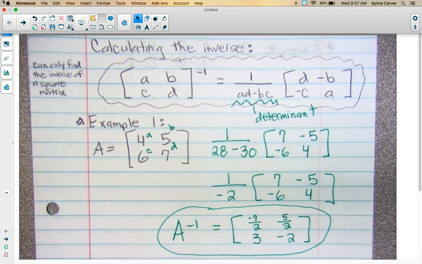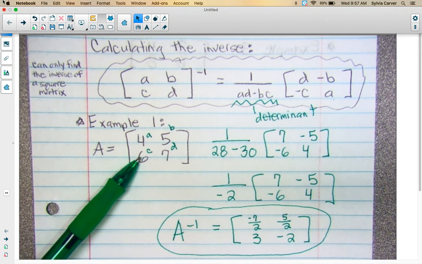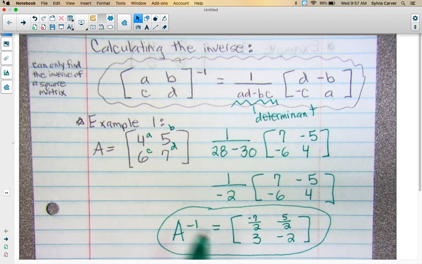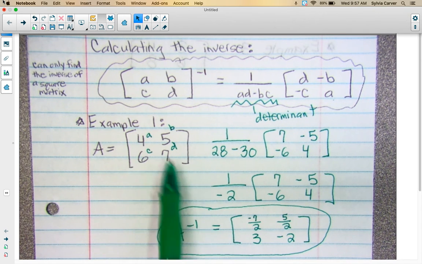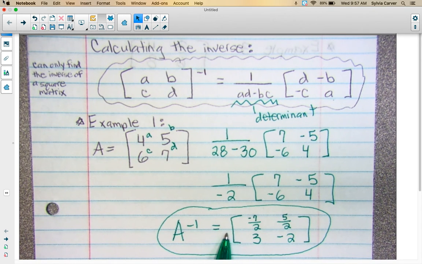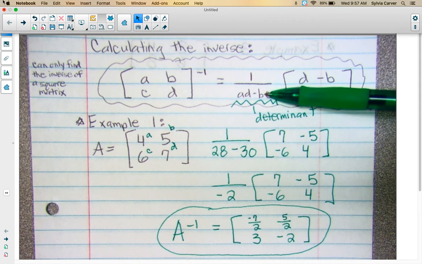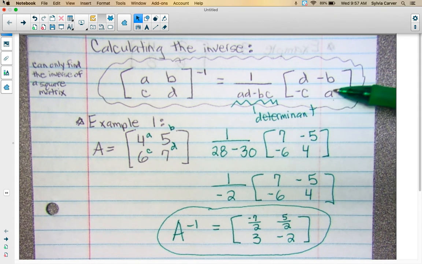So if I were to take this matrix A, 4, 5, 6, 7, multiplied by this inverse, negative 7/2, 5/2, 3, and negative 2, if I were to go through and do matrix multiplication, I would get the identity matrix, which would be 1, 0, 0, 1. So again, the formula says to calculate your inverse, you do 1 over the determinant, you switch the A and D, and then you take the opposite signs of B and C.